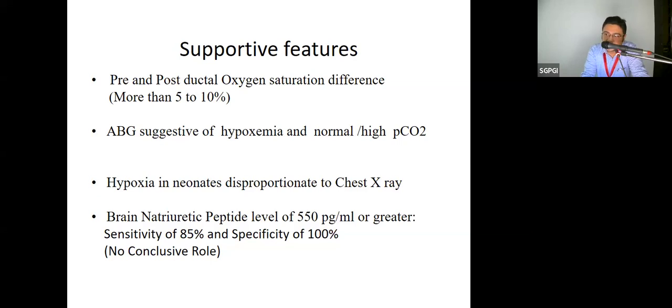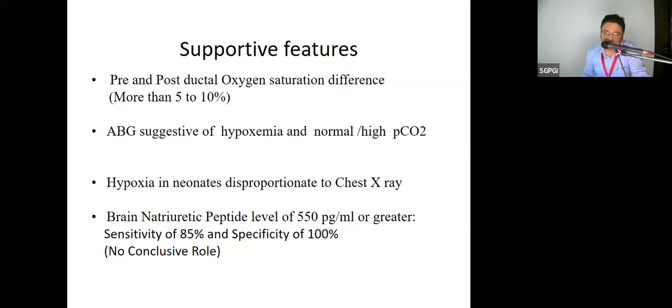If it is an idiopathic condition, the PCO2 will be normal. But if the PPHN is secondarily ascribed to any other cause, due to a lung parenchymal condition, the PCO2 may be high. One more thing in PPHN is hypoxia in neonates which is disproportionate to the X-ray. The classical example is that of a primary, also known as idiopathic PPHN, in which the lung fields will be normal. The chest X-ray will look normal, but there will be an element of hypoxia.